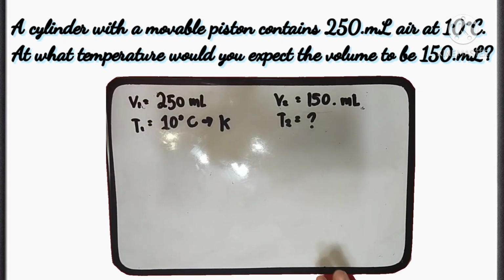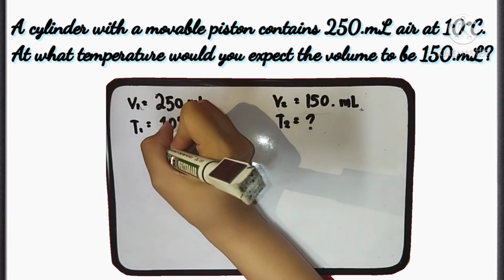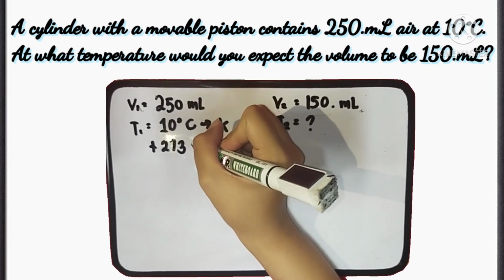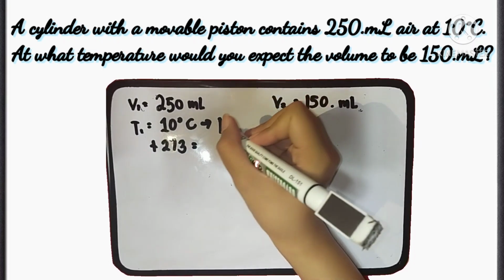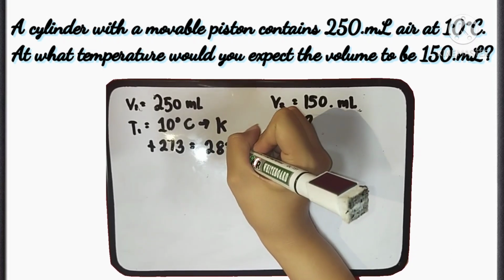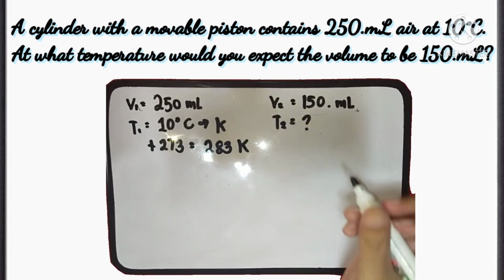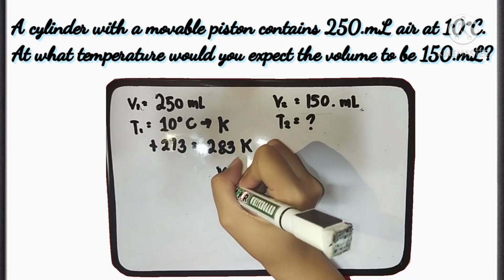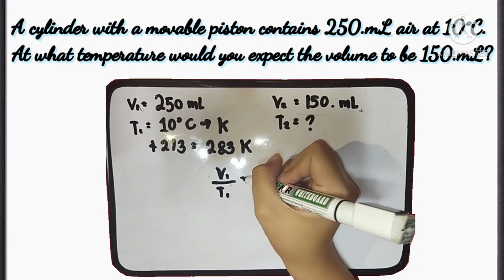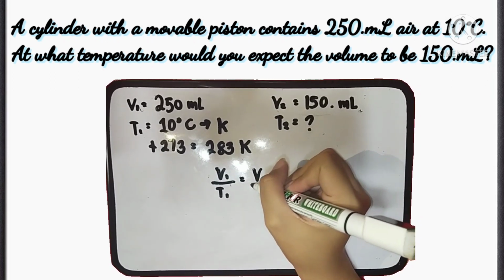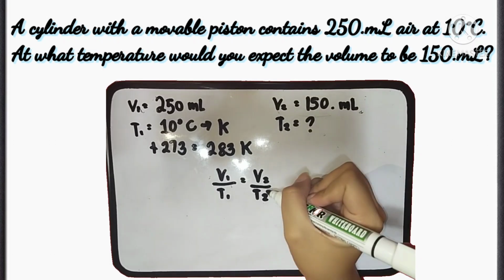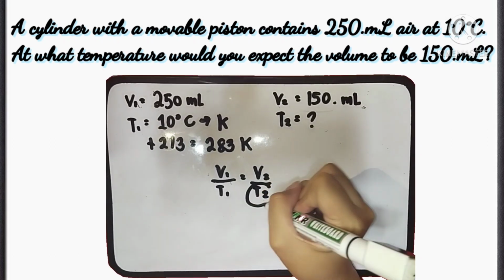And to convert Celsius to Kelvin, we will simply add 273. Therefore, our initial temperature will be 283 Kelvin. Applying the Charles law formula, where V1 over T1 is equal to V2 over T2, we have to derive first the formula in order to compute for T2.